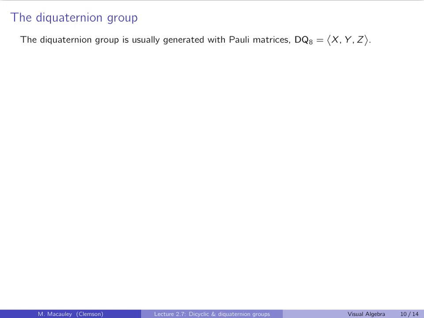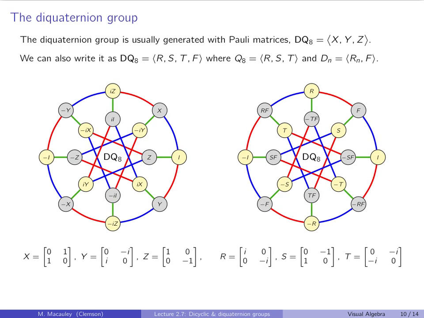The diquaternion group is usually generated with Pauli matrices, because that's usually what it's called. We can also write it as being generated by the matrices R, S, T, and F. Remember, those are the matrices for I, J, K, and F. Of course, we don't need F if we have I and J, but it's nice to keep it. Where Q8 is generated by R, S, and T, and Dn is generated by Rn and F.